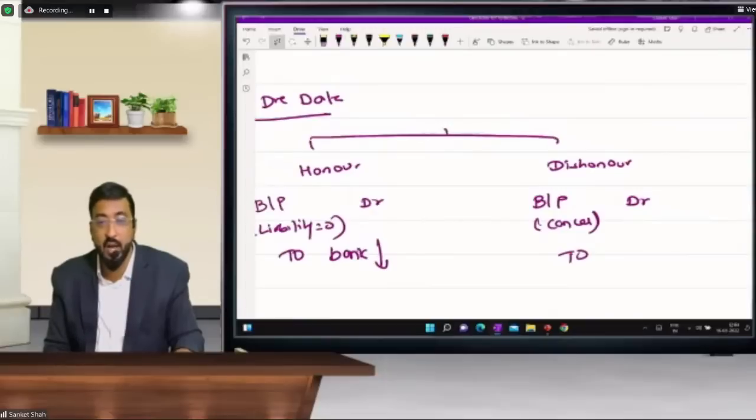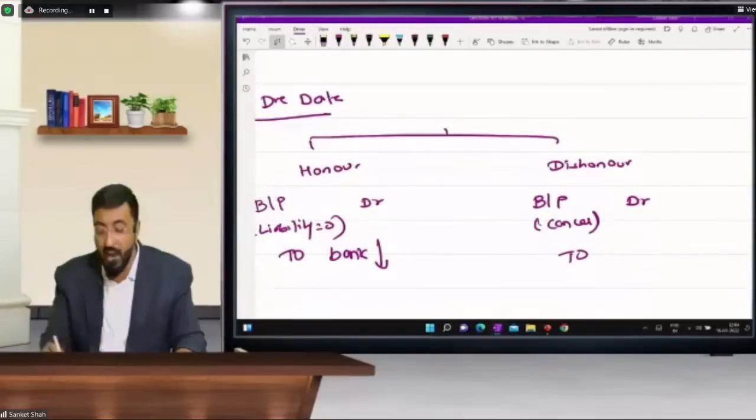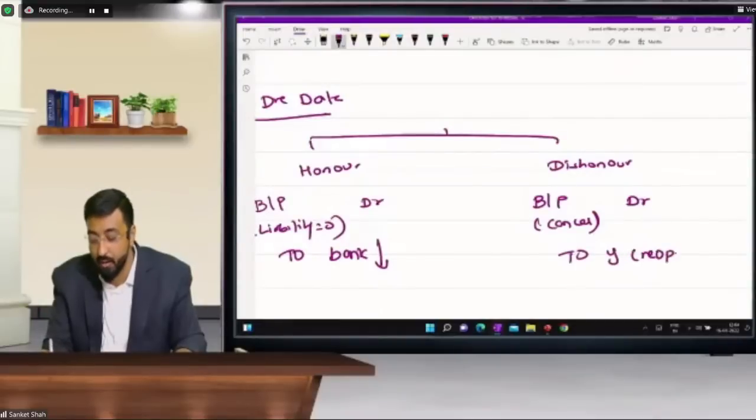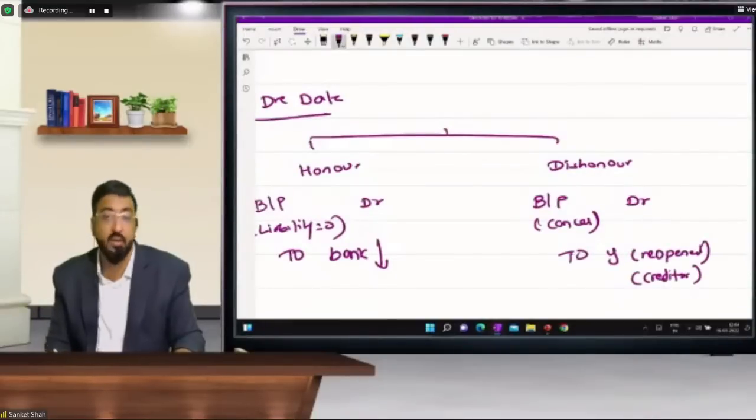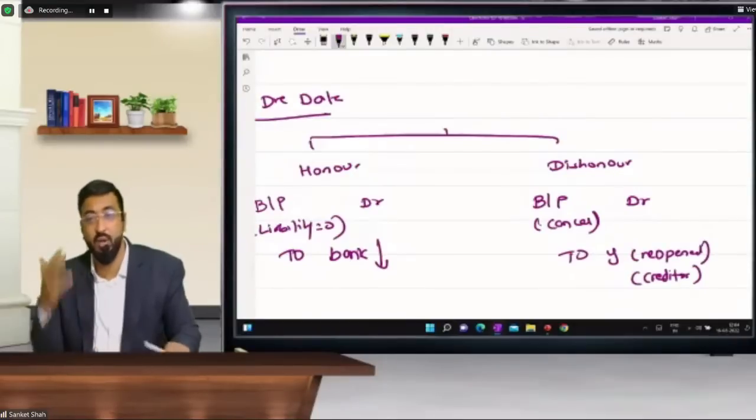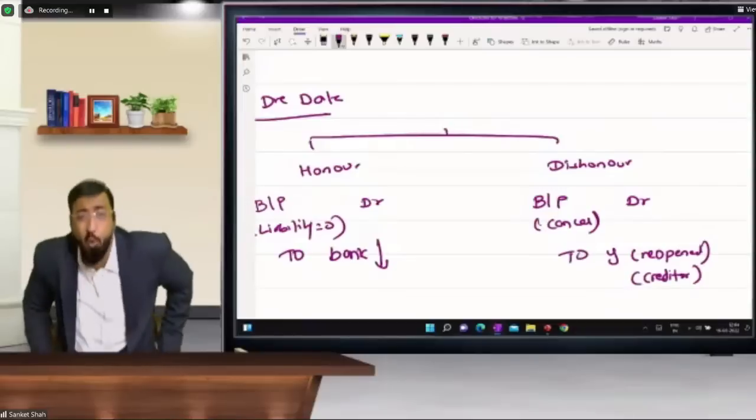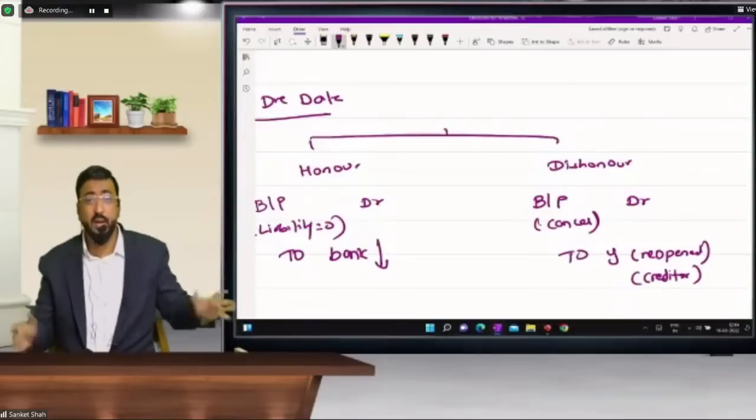And in dishonor, Y account is reopened. Y is your creditor, so Y account is getting reopened. Therefore, in case of dishonor the entry will be: Bills payable account debit to Y. That's done, sir, all done. All these situations are covered.